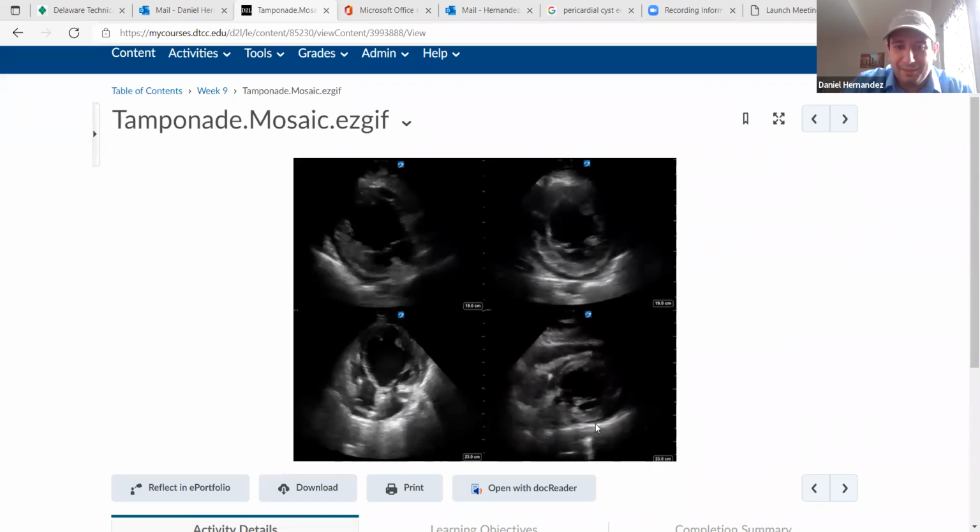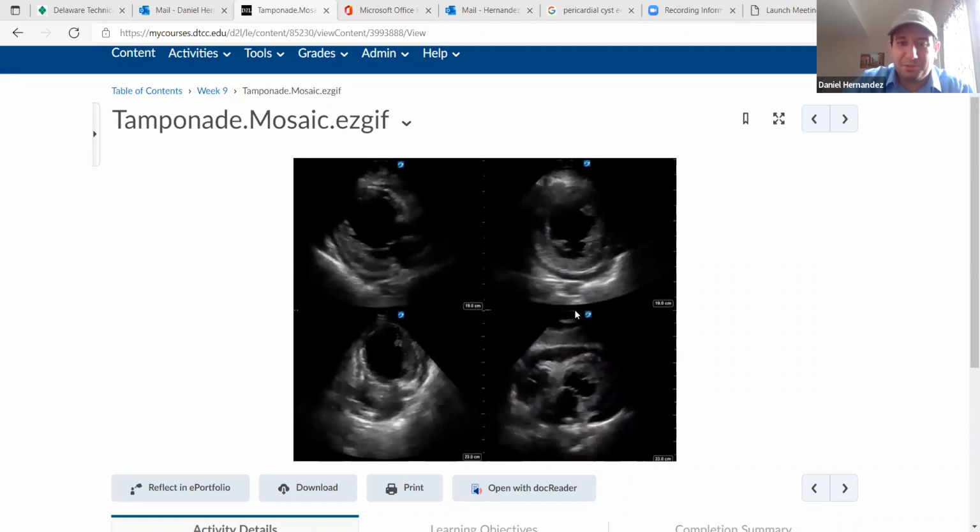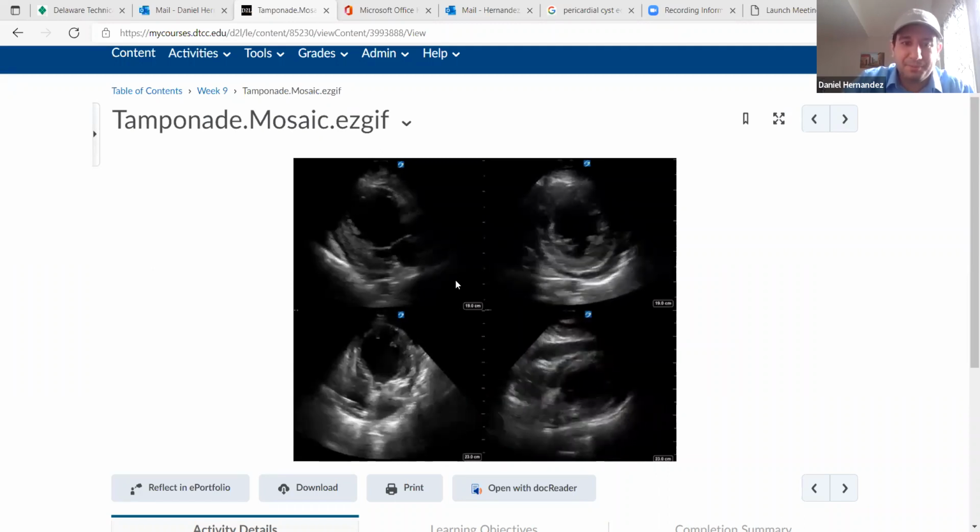See a little bit there. We know it's around the right ventricle. So this would be a circumferential pericardial effusion.